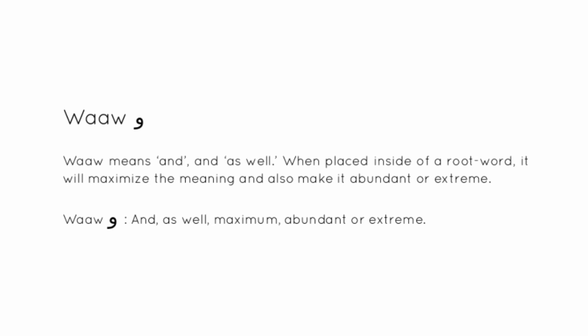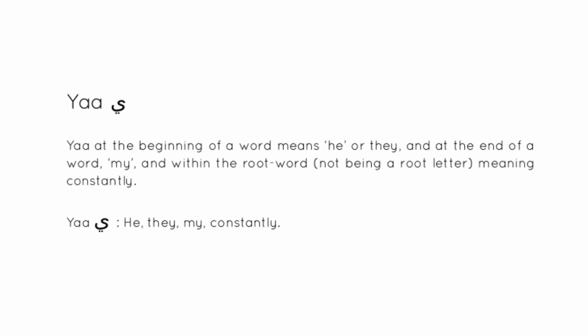Waw. Waw means and as well. When placed inside of a root word, it will maximize the meaning and also make it abundant or extreme. In summary, waw, and, as well, maximum, abundant or extreme. Ya. Ya at the beginning of a word means he or they, and at the end of a word, my, and within the root words, not being a root letter, meaning constantly. In summary, ya, he, they, my, constantly.